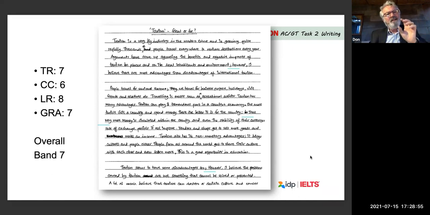Is the pronoun correctly used? Do we understand what it refers to? If I look here in the 4th line, it says, arguments have come up regarding the benefits and negative impacts of tourism on places and on its local inhabitants. Places, plural, and its local inhabitants. This is a problem because it is one and places are many.